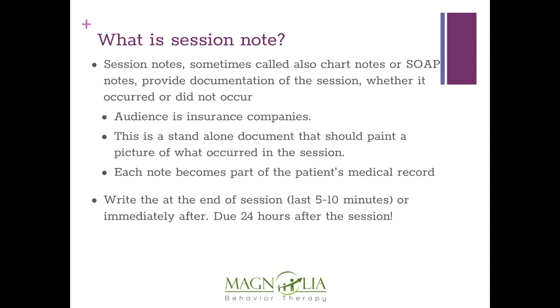Session notes are written for insurance companies. It allows them to understand what happened during the session and to verify that Magnolia is providing the kind of services that the insurance company has approved. Each note becomes a part of the patient's medical record, a long paper trail which documents the patient's ABA history and whether ABA is an effective treatment for them.